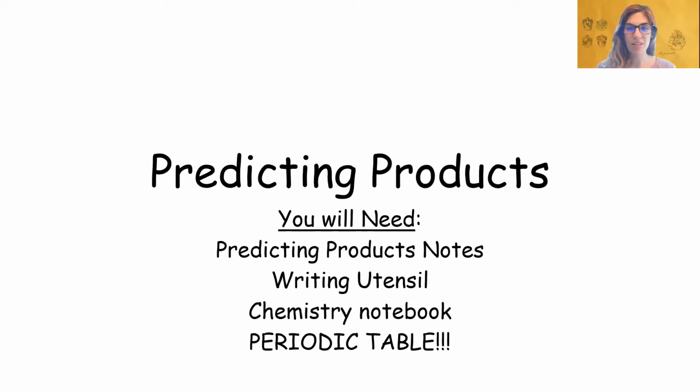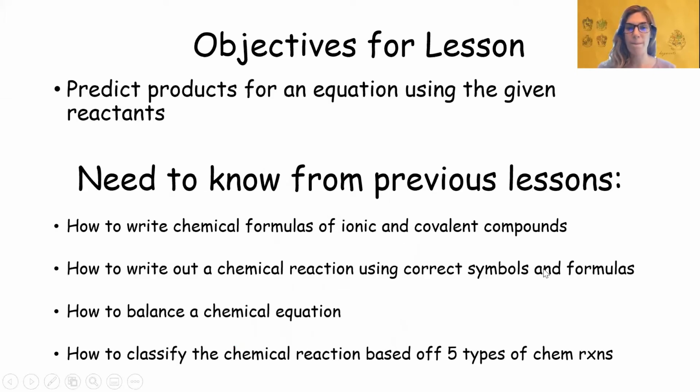In order to be successful, you will need the predicting products notes, which are found on the same sheet as the balancing equations notes, a writing utensil, your chemistry notebook, and most importantly, a periodic table. Please make sure you have that. Pause this video if you need to get one before moving on.